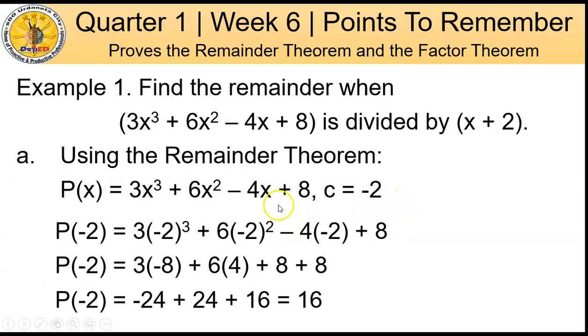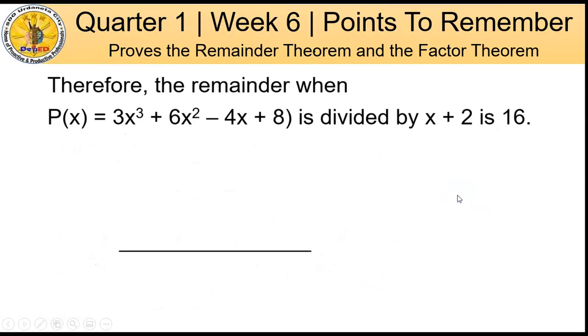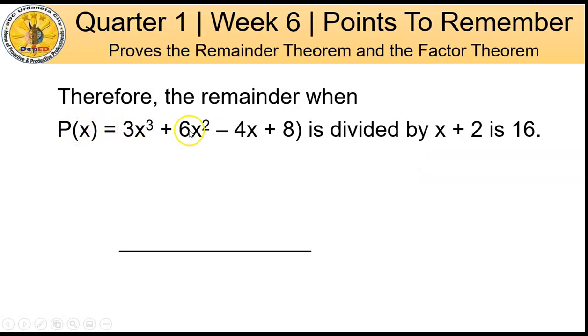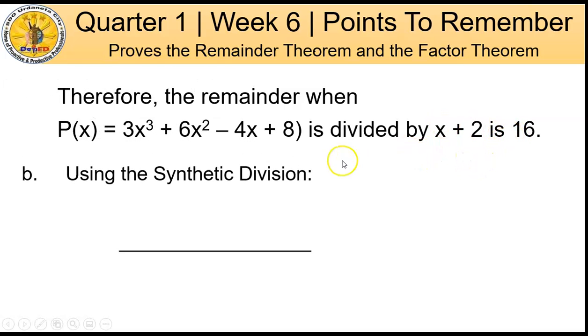So papalitan natin lahat ng x ng negative 2, so we have 3 times the quantity negative 2 raised to 3 plus 6 times the quantity negative 2 squared minus 4 times the quantity negative 2 plus 8. So we simplify it, we have 3 times negative 8 plus 6 times 4 plus 8 plus 8. So we have negative 24 plus 24, so that is 0, then plus 16. Therefore, the remainder, when this polynomial 3x cubed plus 6x squared minus 4x plus 8 is divided by x plus 2 is 16. Now let's have the other method using synthetic division.